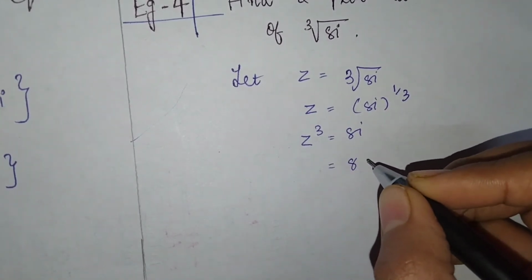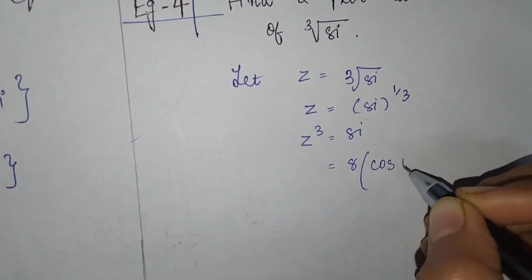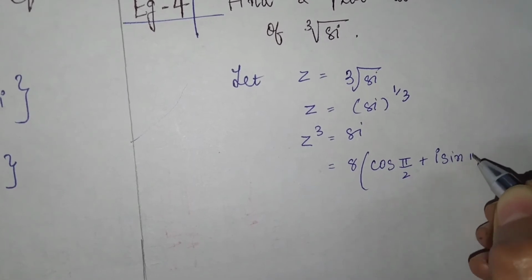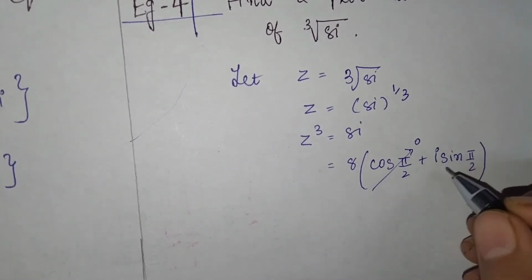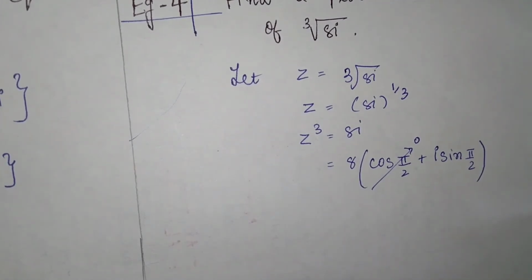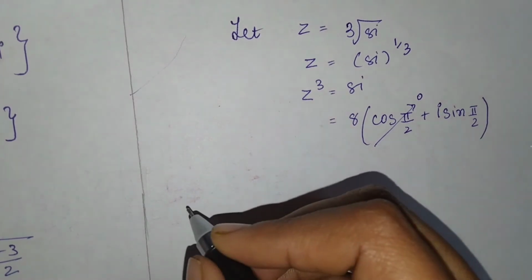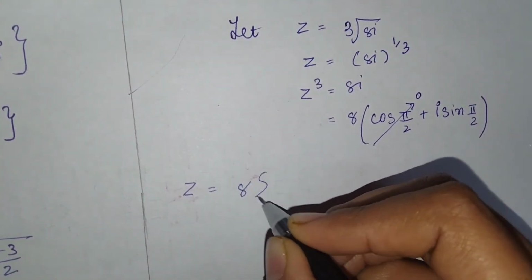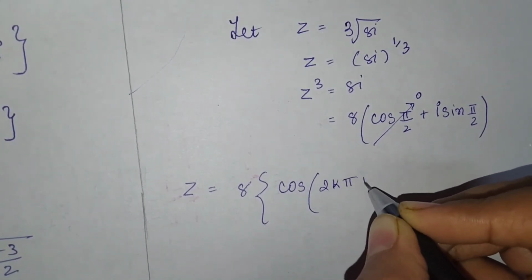we can write i when we put cos pi/2 plus i sin pi/2. Okay, because this value will be 0 and this value will be 1, so here we will get 8i. And now converting it into the 2k pi form, so we will get z equal to 8 cos 2k pi plus pi/2.